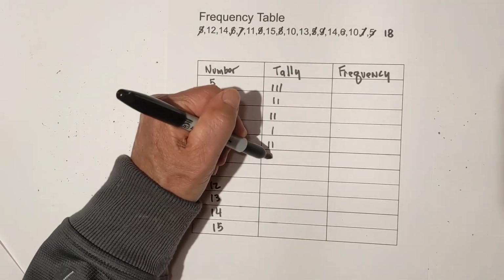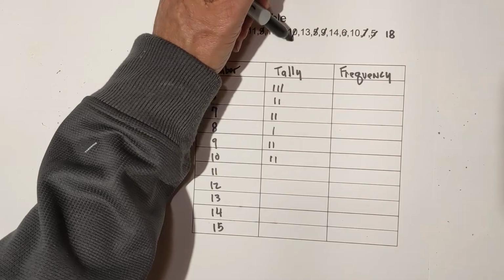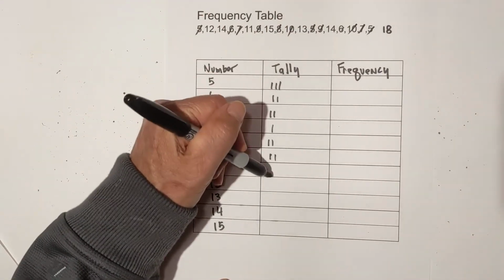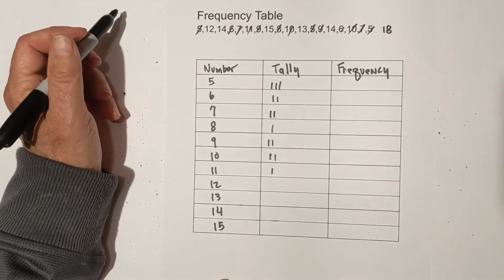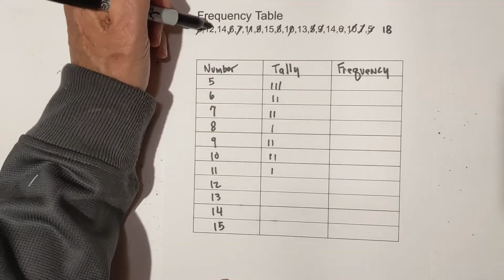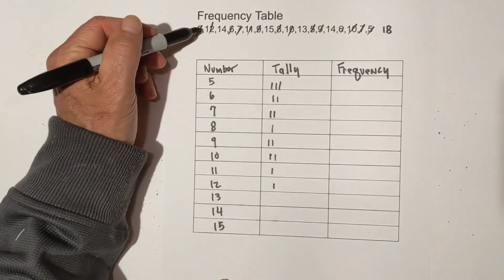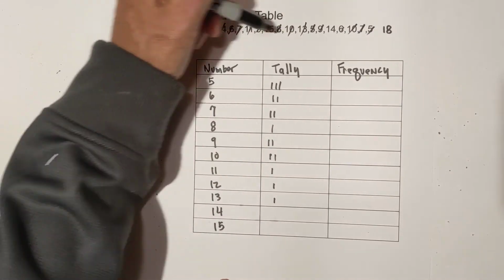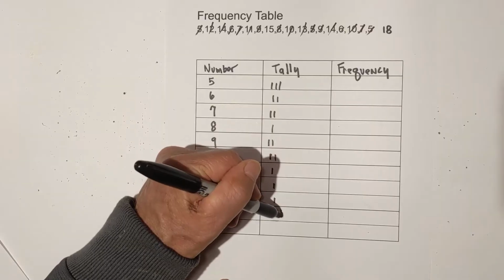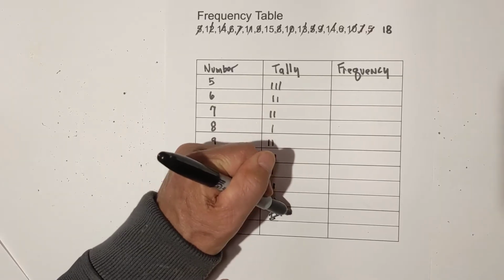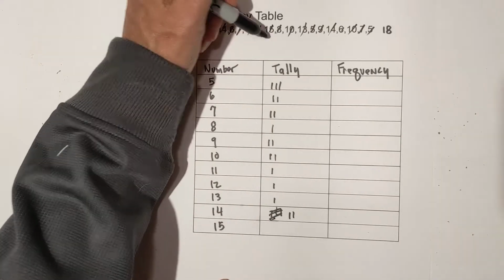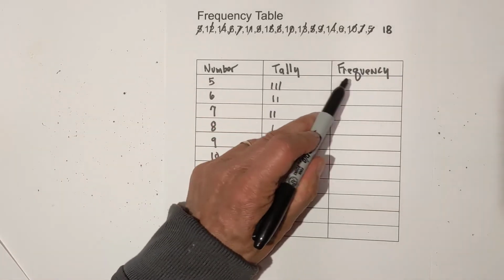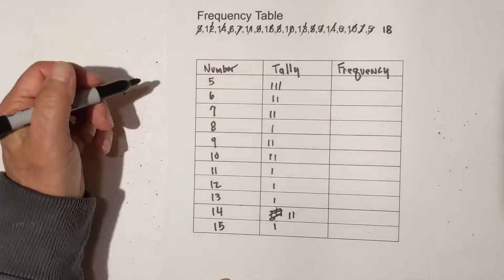Looks like we have 1, 2 10s. Okay, looks like we have an 11. It looks like we have a 12. How about a 13? We got a 13. 2 14s. Okay. Whoop, what am I doing? 2 14s. And then last but not least, a 15. So remember, now all we do is take the tally mark, and it's your frequency.